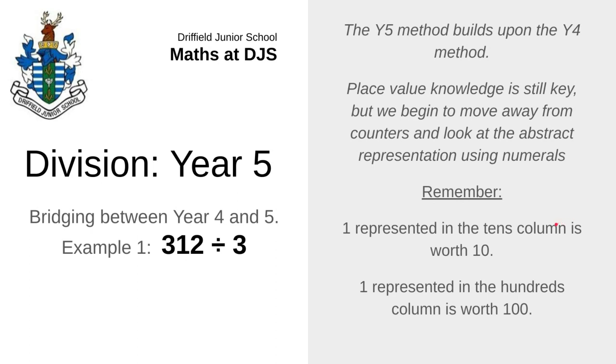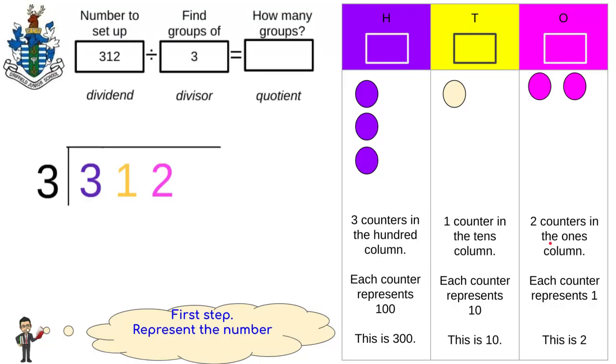Before we begin, it's worth remembering that a 1 in the tens column for both methods is obviously worth 10, and a 1 represented in the hundreds column is worth 100. So, to begin with, the first step is we must represent the number.